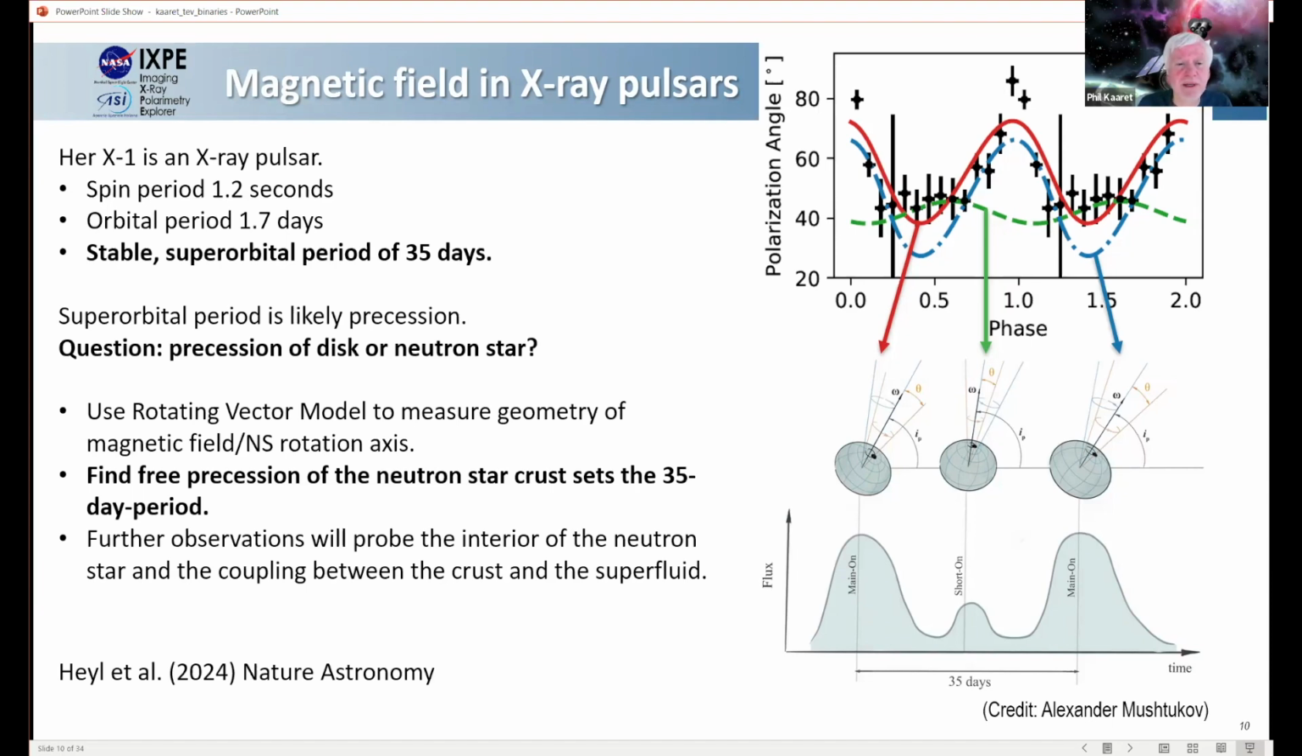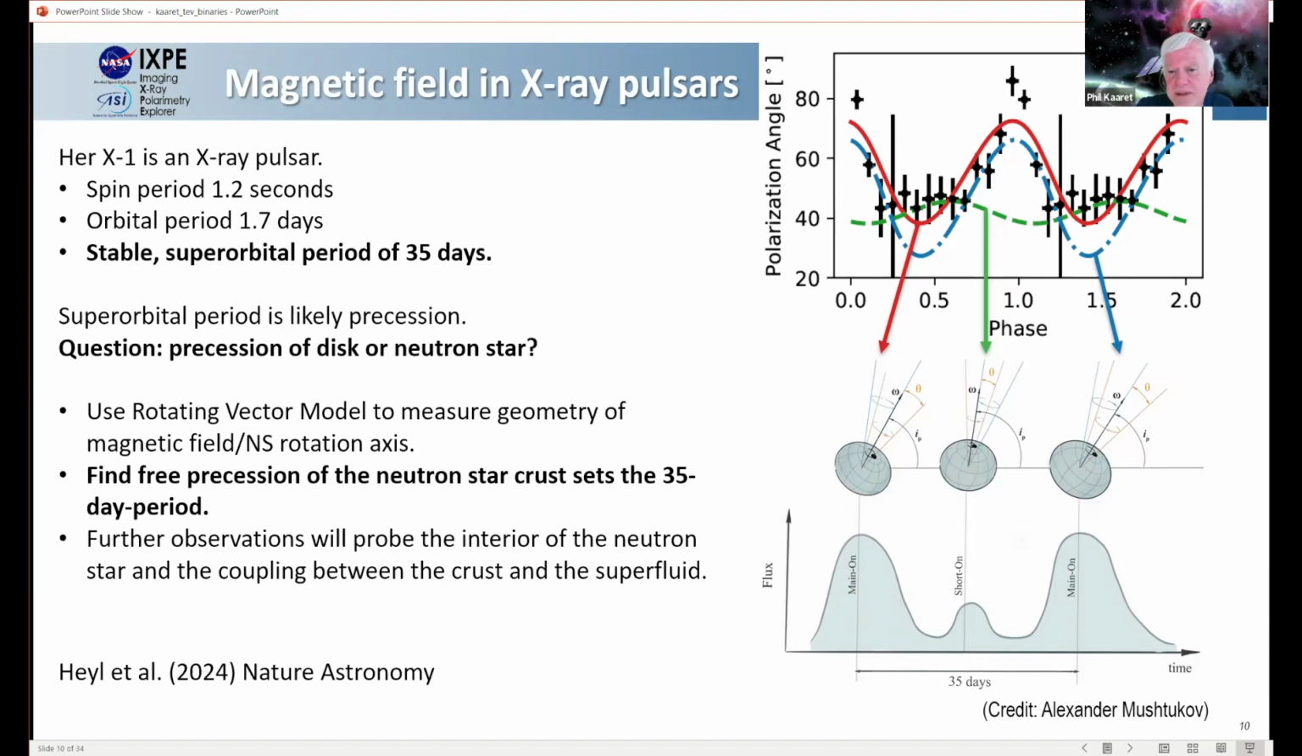So with IXPE, what we can actually do is pulse phase resolved polarimetry. And so that's what's shown in the upper panel there. What we can measure is the polarization angle versus the pulsar phase. And that actually, using a rotating vector model, essentially a dipole rotating around, enables us to measure the geometry of the magnetic field and its relation to the neutron star rotation axis, and actually the inclination of the rotation axis to our line of sight. And from that, for the very first time, we can actually see the neutron star in Hercules X-1 precess around.